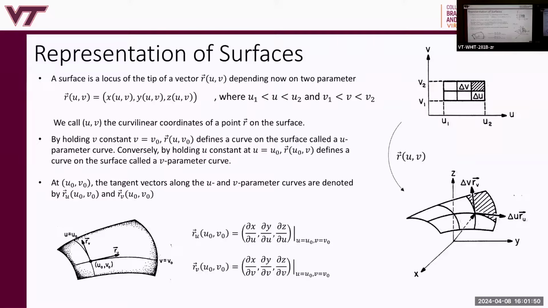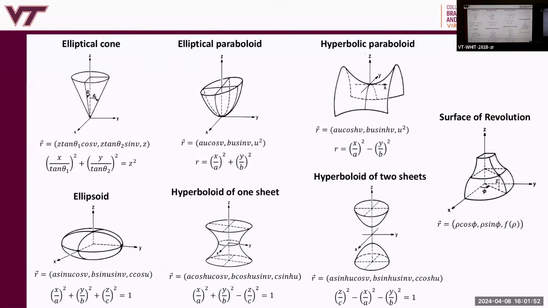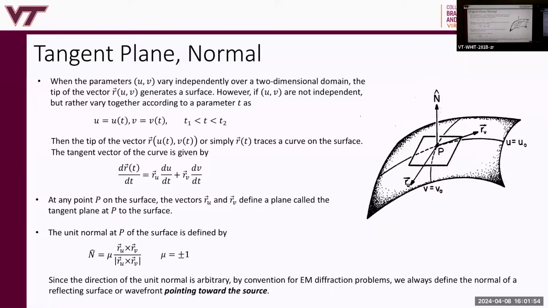Okay, good. Now, we looked at some surfaces. Once we had two tangent vectors, we can define a normal, Ru crossed with Rv, and that gave us this normal here.